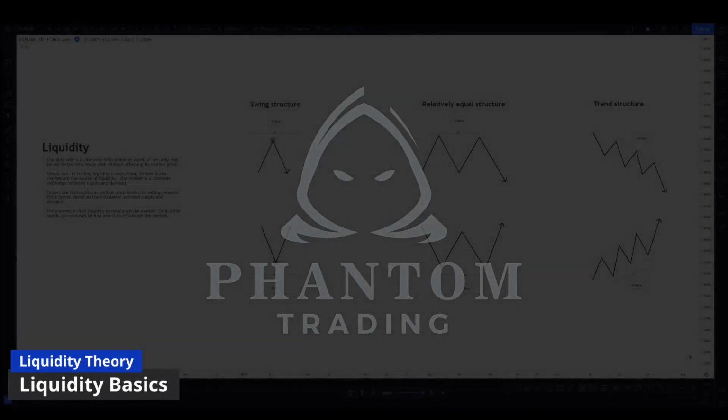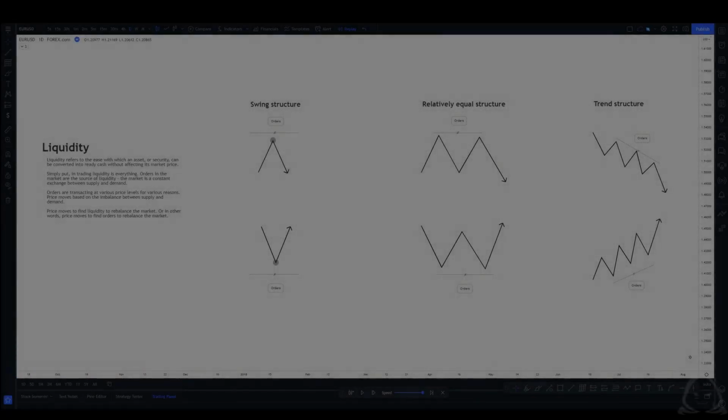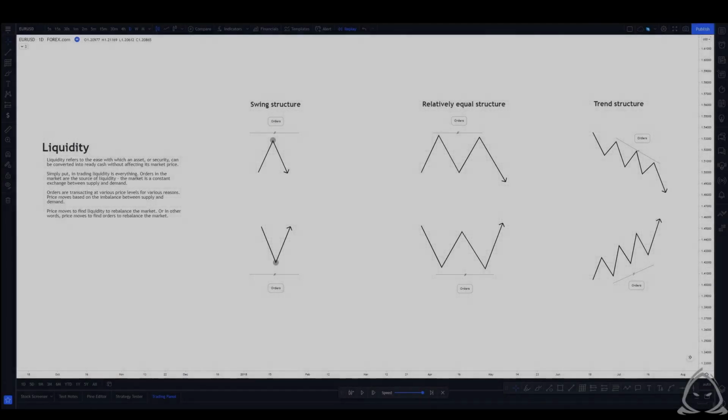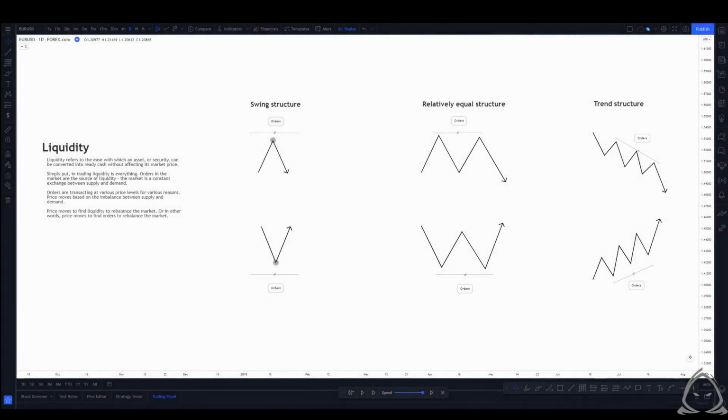Liquidity is arguably one of the most important concepts when trading. Whether you recognize liquidity or not, it is ultimately what is moving the markets. So liquidity, from a basic financial definition, refers to the ease with which an asset or security can be converted into ready cash without affecting its market price. What that basically means is being able to convert one currency into another without inversely affecting the price.